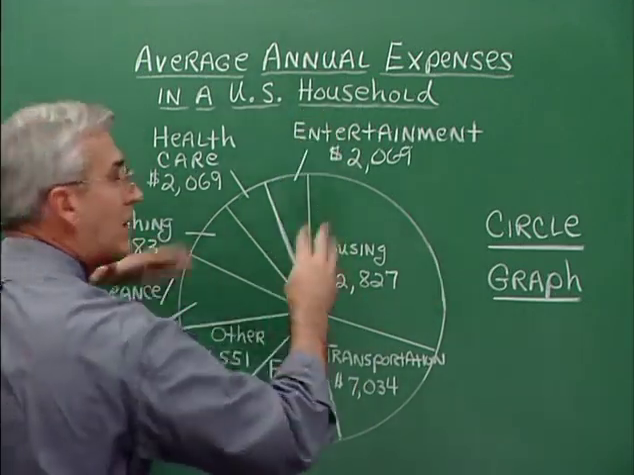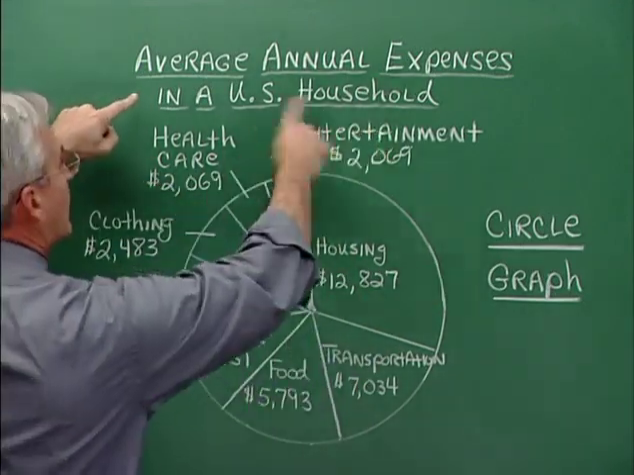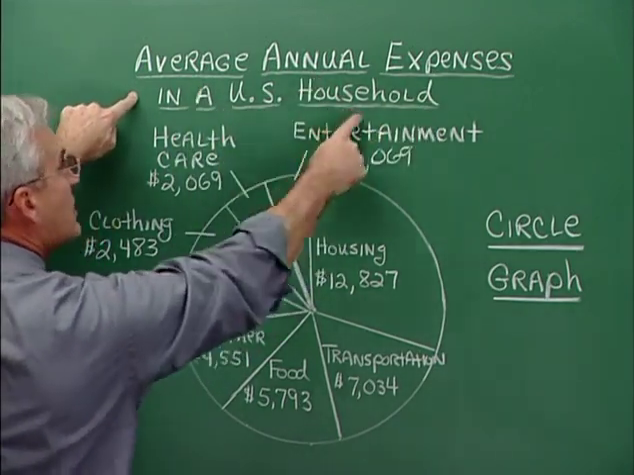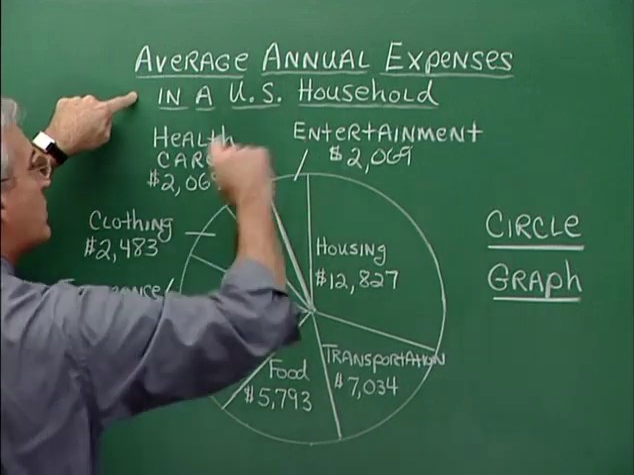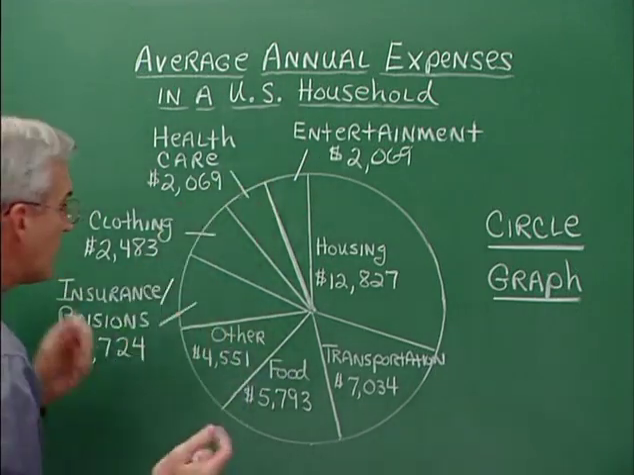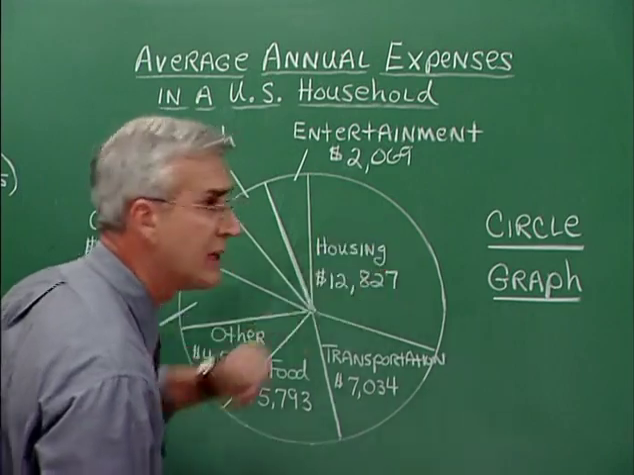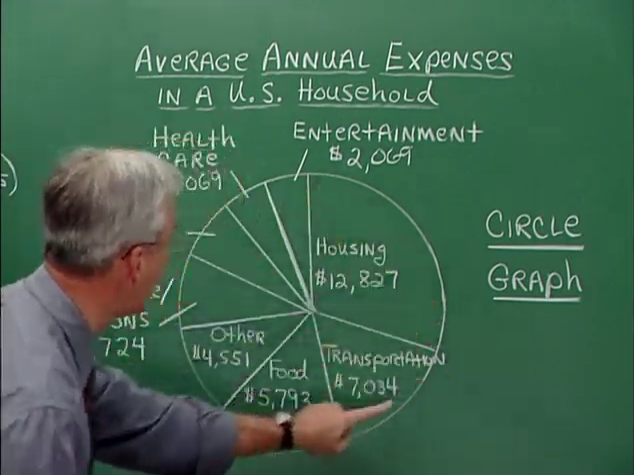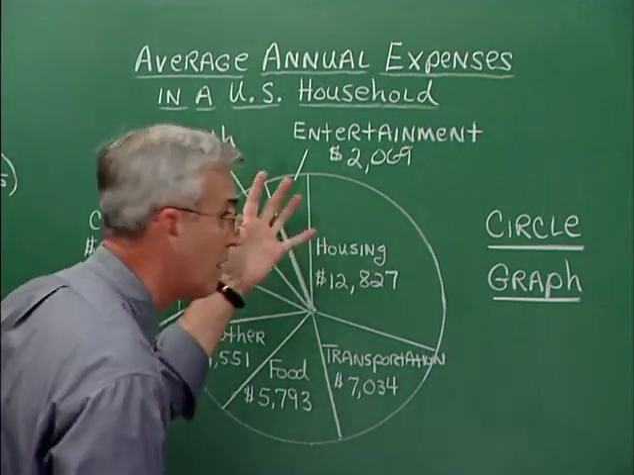And by the way, let me back up a little bit. Let's look at the title here. Average annual expenses in a United States household. Okay, average annual expenses in a U.S. household. We can see that the largest piece of the pie is housing, and we can see how the housing amount compares to the whole. It's more than 1/4 of the whole.